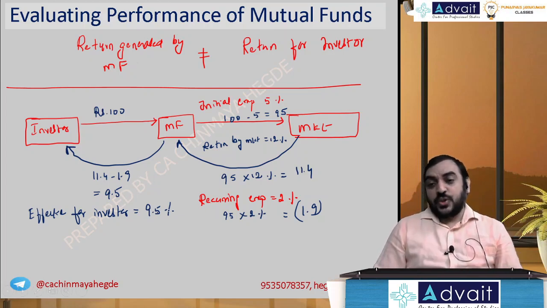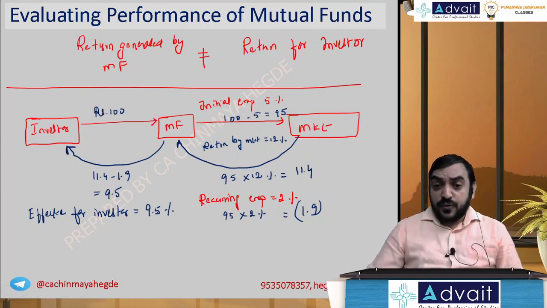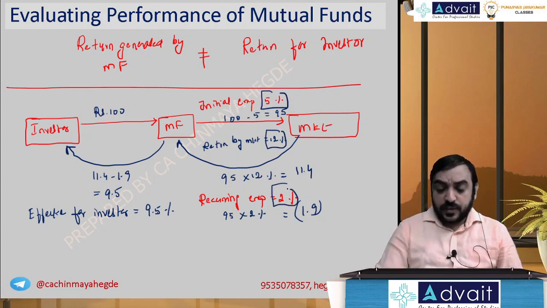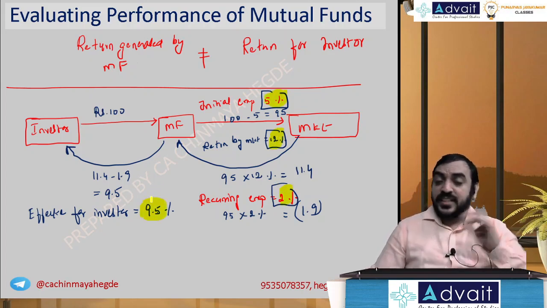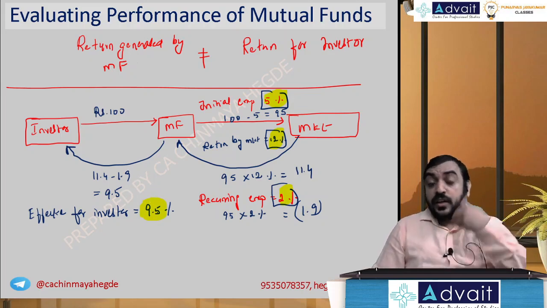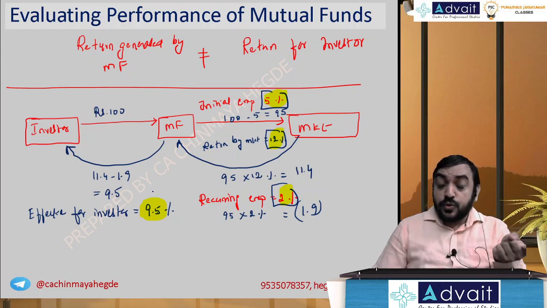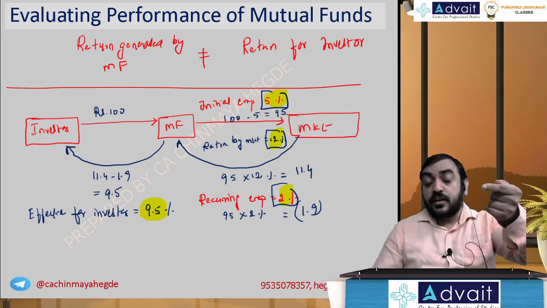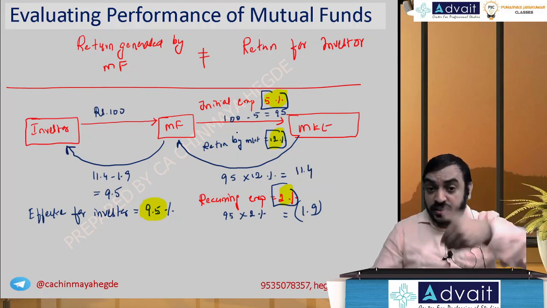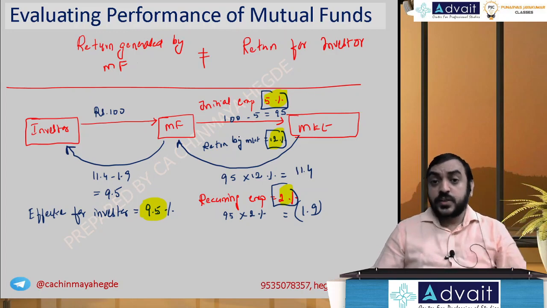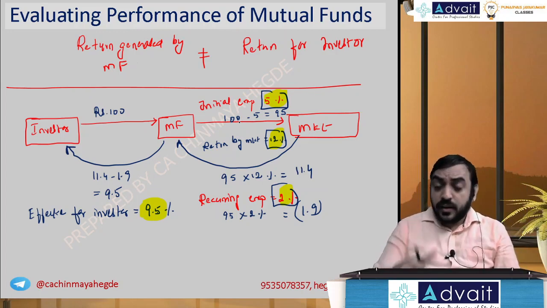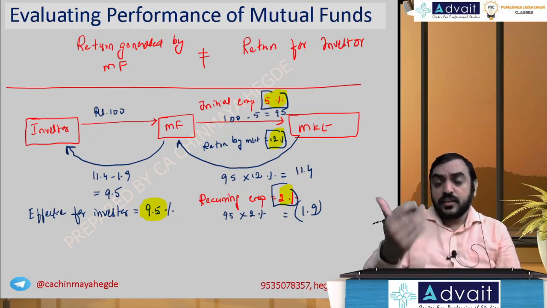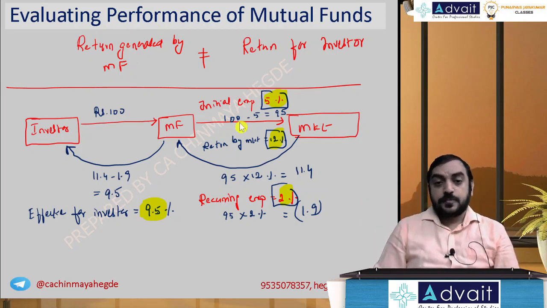So in the exam, what they can ask you, they will give you this 12%, they will give you initial expenses 5%, they'll give you recurring expense 2%, and ask you to compute this 9.5. And more importantly, in some examination question, they will give you what is the return expected by investor and ask you to calculate what should be the return generated by mutual funds from market. That also they can ask. Write down this example, then I'll give the formula for you to calculate the return expected by investor.